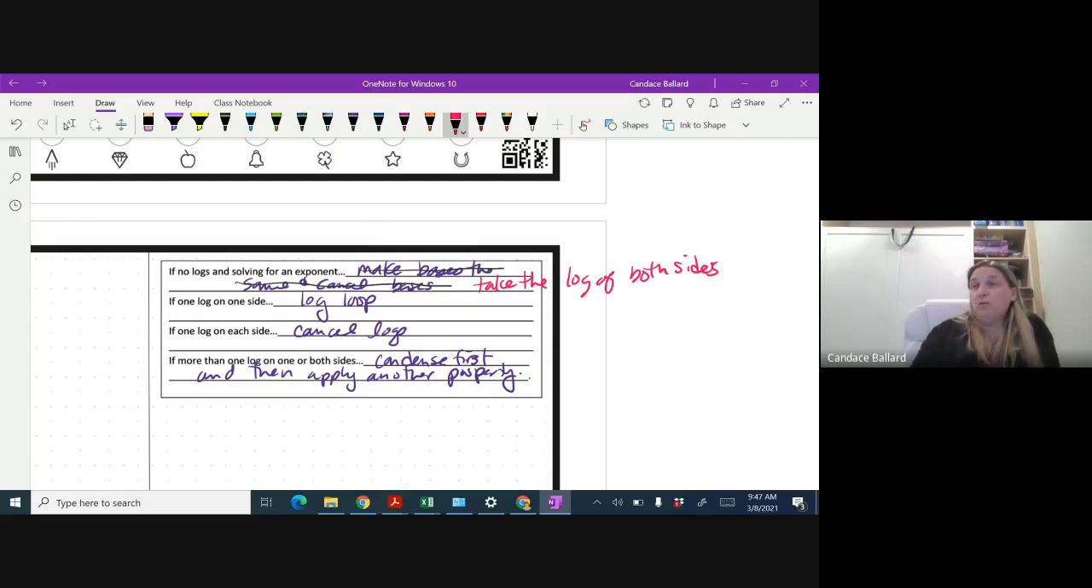And then some other things to remember. We'll just go through these right now, and then you don't have to do that part of the video. If we have one log on one side, we use the log loop. And we've seen that in action. You're going to see that a little bit more in action here in the last part of the lesson. If we have one log on each side, we cancel the logs, which really means we're using the one-to-one property. And if there's more than one log on one or both sides, and we haven't seen that yet, but you're going to see that in the next part of the lesson, you condense first and then apply another property. So basically that means you might have to condense it and then maybe it's a log loop. Or maybe you have to condense it and then it cancels on both sides.